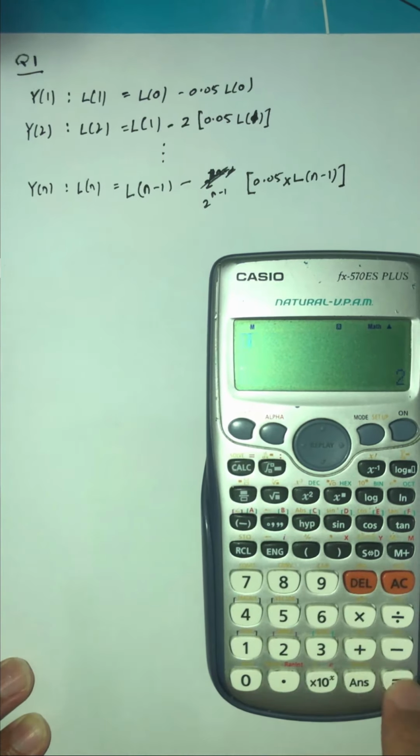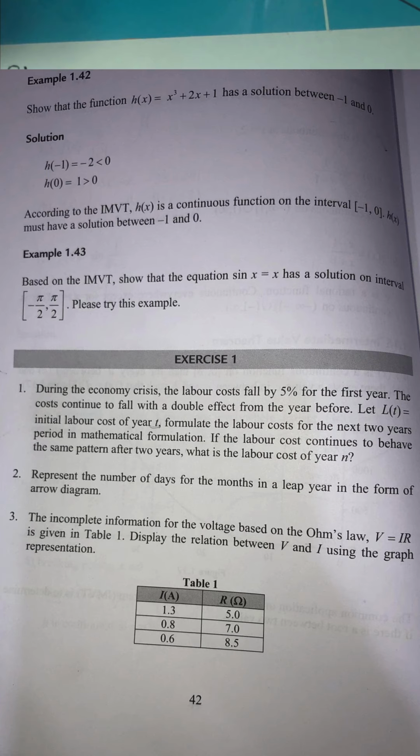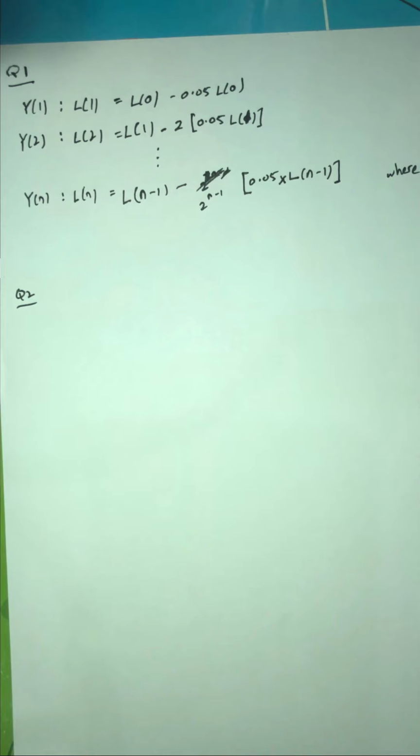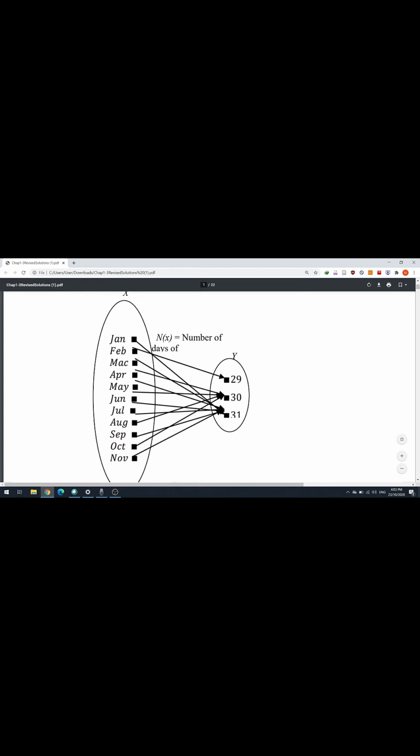Now let's move to question 2. Question 2 asks you to represent the number of days for the months in a leap year in the form of an arrow diagram. I believe it is easier just to show you the result because this is very straightforward. Now let's look at the answer.